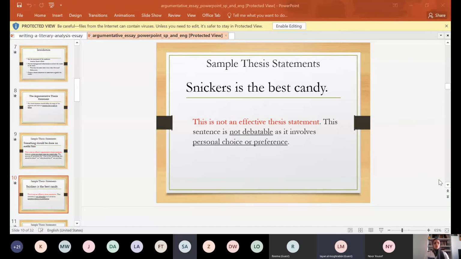No. Why? It's an opinion. Excellent. It cannot be, it's a matter of taste, so it can change. This is not an effective thesis statement. This is not debatable. It's your opinion. So I cannot come and debate, I like Mars better. No, it's my opinion, so it cannot be a thesis statement.